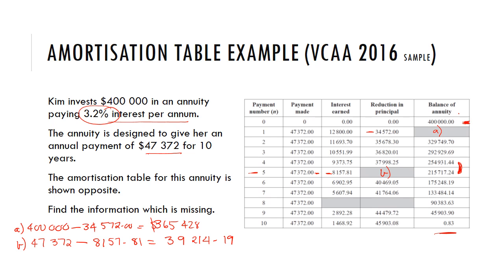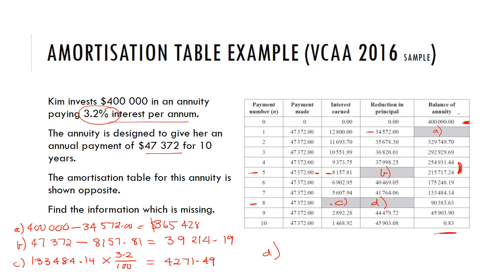Okay, parts C and D will help us with two things. Part C is the interest earned in the 8th payment, or the 8th time period. To get our interest earned, remember we're using our current balance. In that case, at the end of the 7th, we had $133,484.14 still in the account. Times that by the rate. Our rate here was 3.2% per annum, and it was happening yearly, so no need to divide, over 100, and that gives us the interest of $4,271.49. So that's our answer for part C.